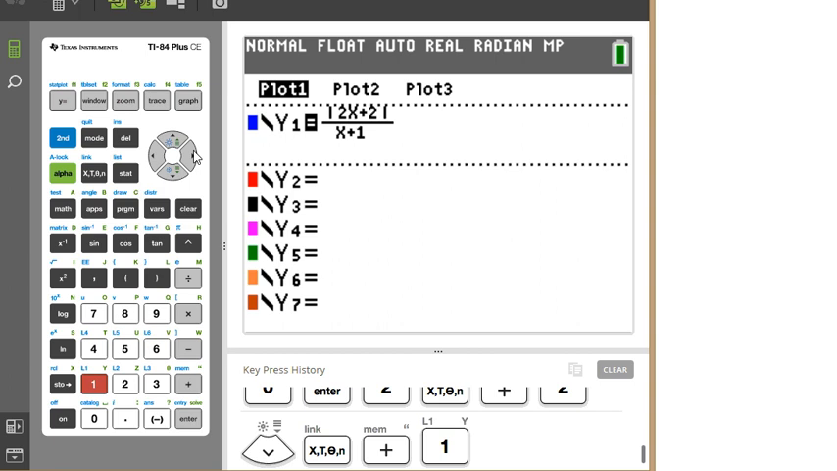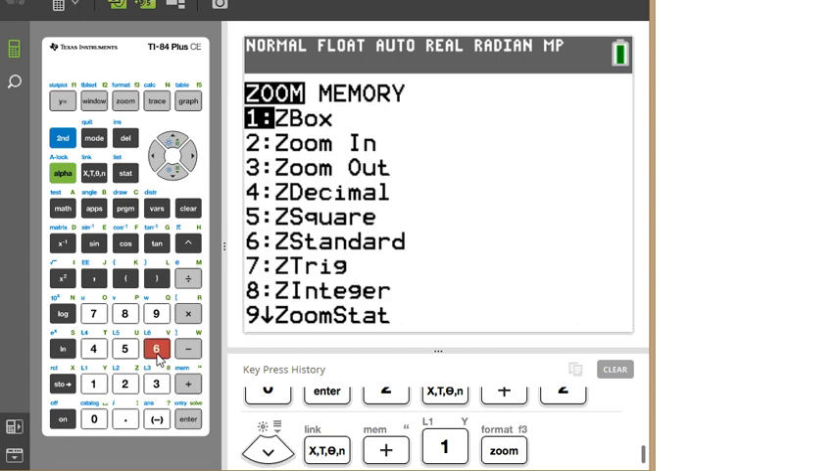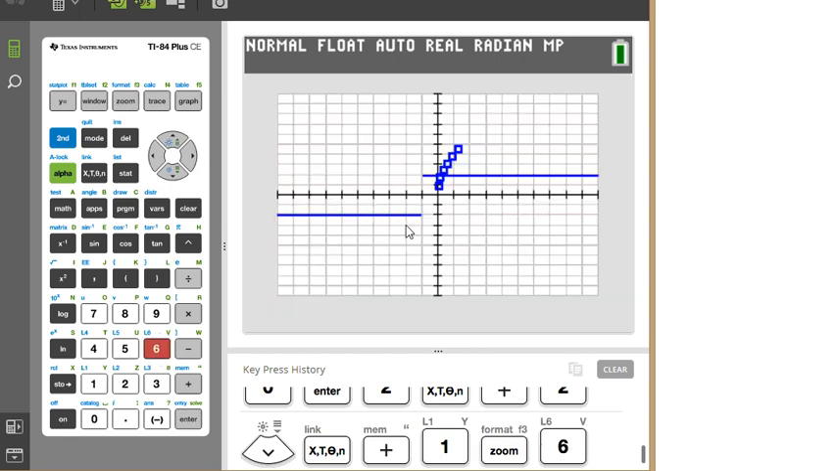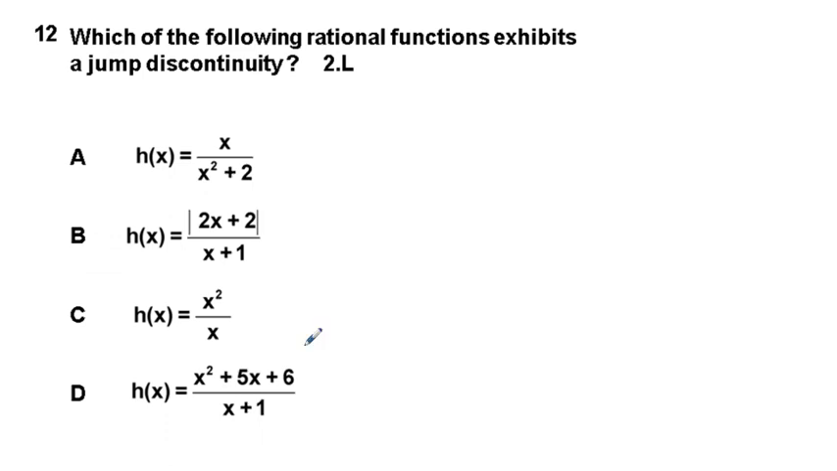What is that going to look like? I'm going to go to zoom 6. Jump discontinuity. The function is going along, just flat here, and then all of a sudden jumps up. Jump discontinuity. Answer choice D.